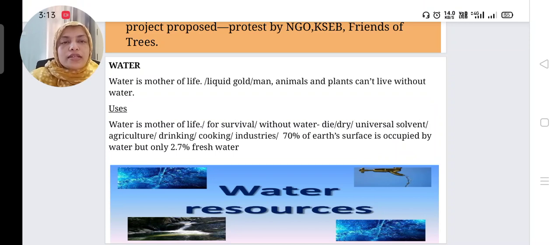It has different forms. It can be called by different names. Liquid. Then it is liquid gold. Man, animals and plants cannot live without water. Water is our essential thing.